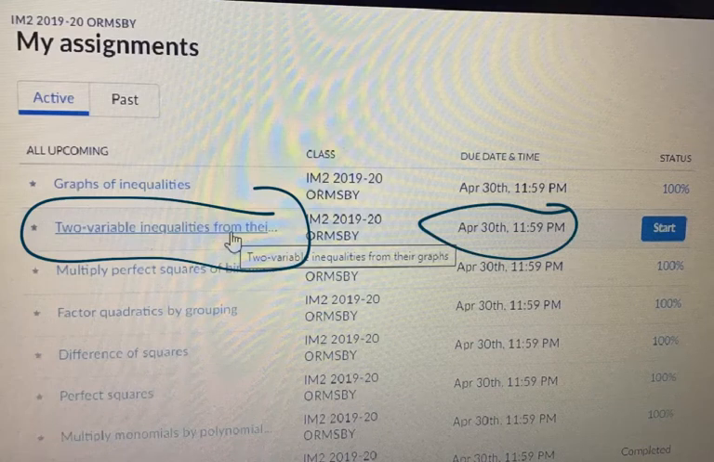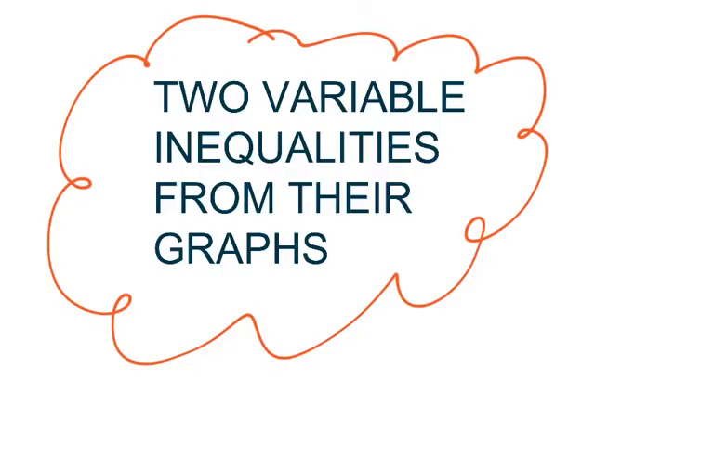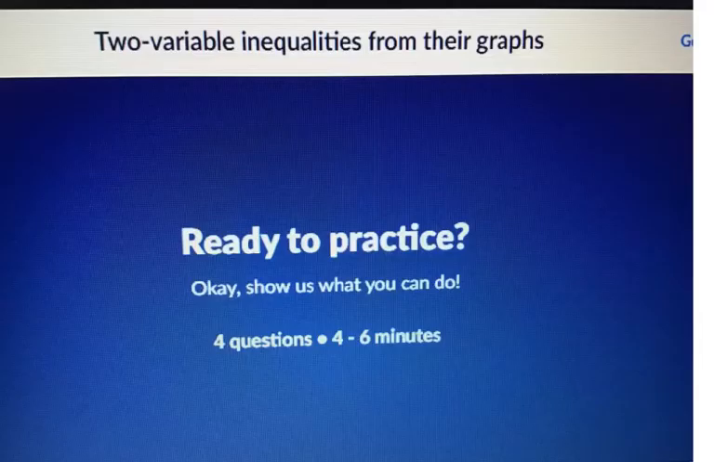But anyways, if you are still struggling finding your assignment page, remember, you could just search it, right? Go to the top of the Khan Academy screen and just type in two variable inequalities, and I guarantee you'll be able to find this. So let's just do a couple problems together.